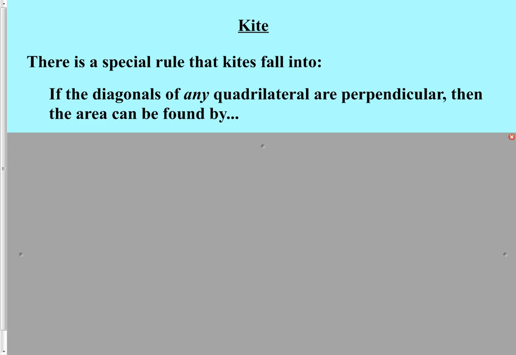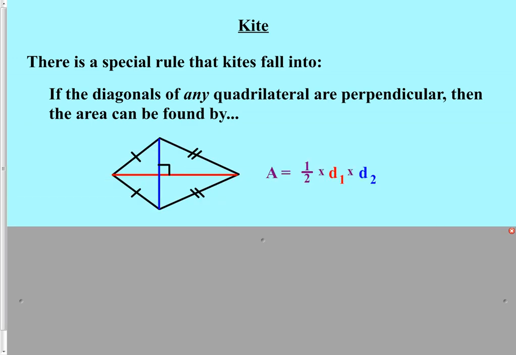Now, strangely enough, this formula does not show up in most textbooks, and I'll show you what textbooks want you to do with a kite later on, but here is the formula that most textbooks do not reveal. The area of a kite can be found by multiplying 1/2 times the lengths of its two diagonals.